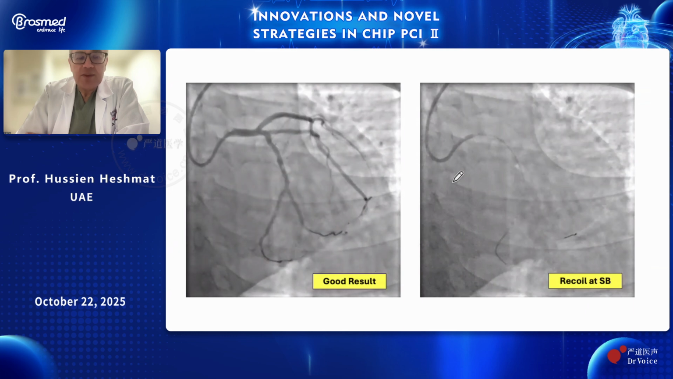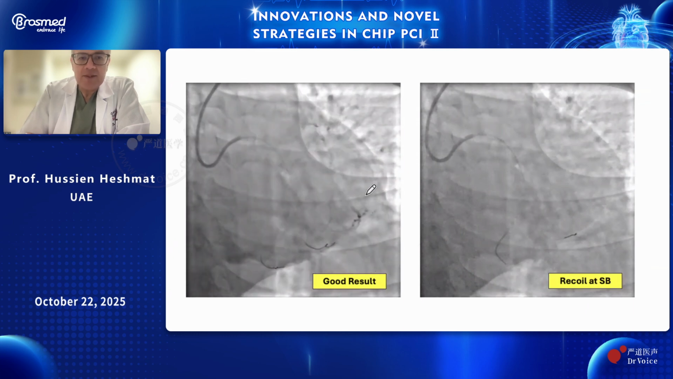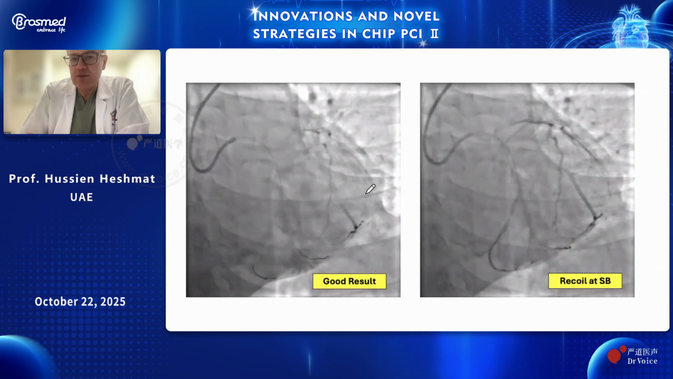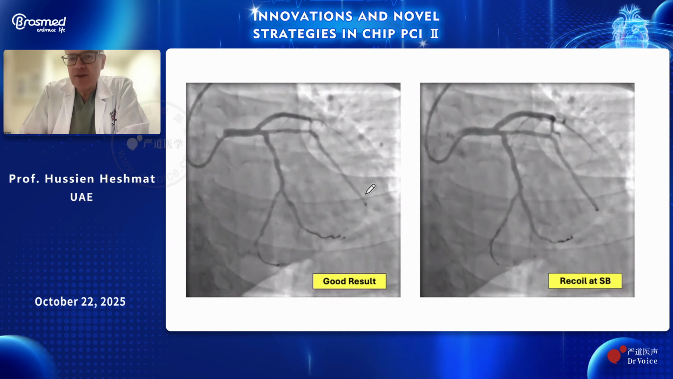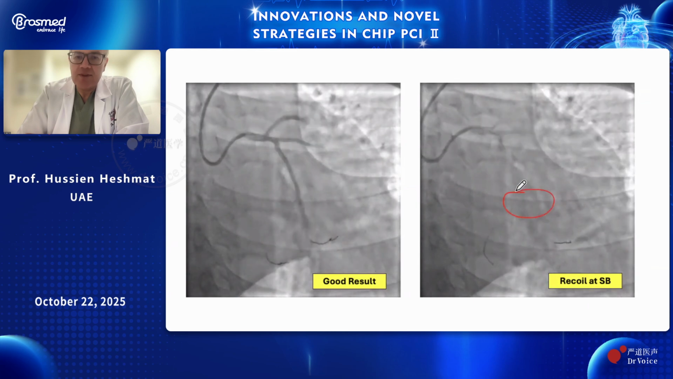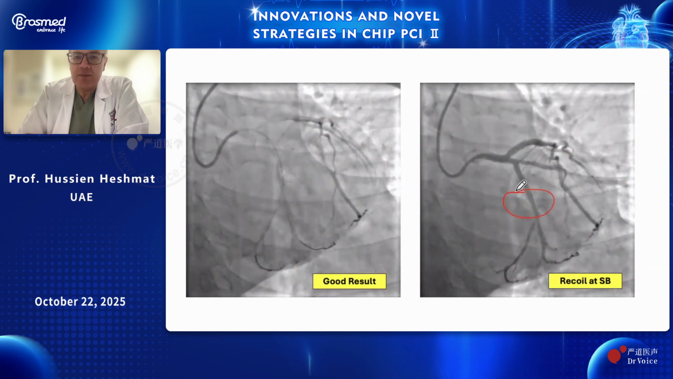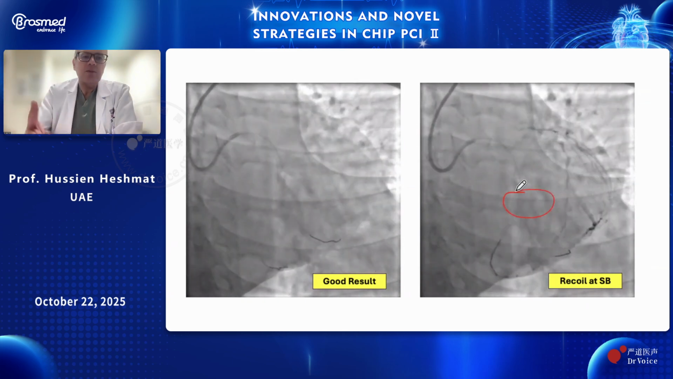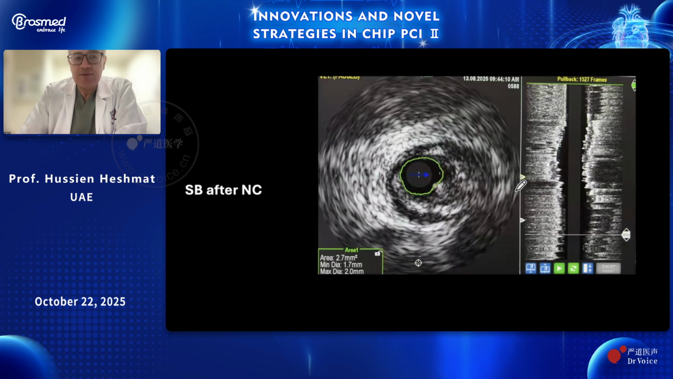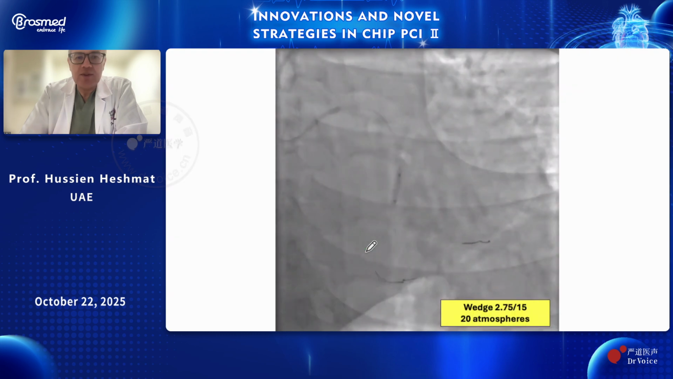Initially we had a good result with both the main branch and the side branch, but when we use DCBs, we like to wait for a few minutes, on average 5 minutes, and we saw that we had some recoil in the side branch with the non-compliant balloon. So we had to escalate to a more aggressive balloon. The minimal lumen area in the side branch after the NC balloon was 2.7 millimeters squared.